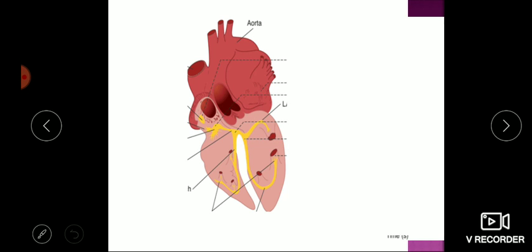So this explains to us the generation and conduction of the cardiac impulse. So here we are finishing the genesis. After that we'll learn about the physiology of ECG. So here we are completing generation and conduction of the cardiac impulse.